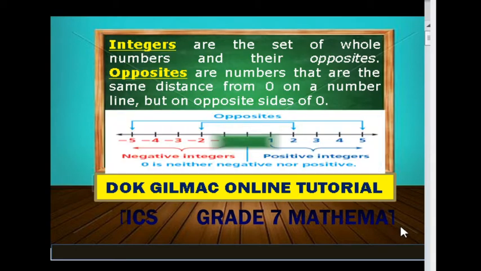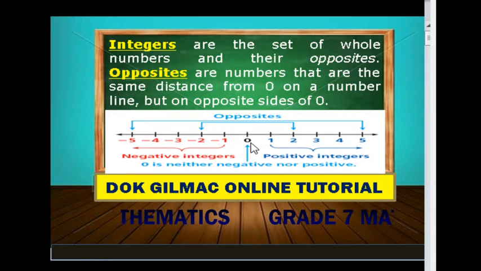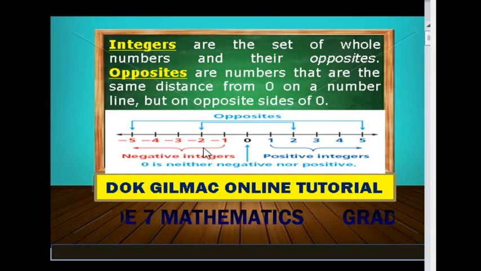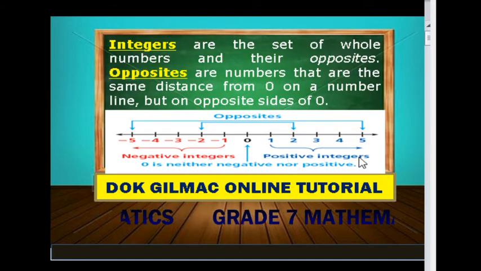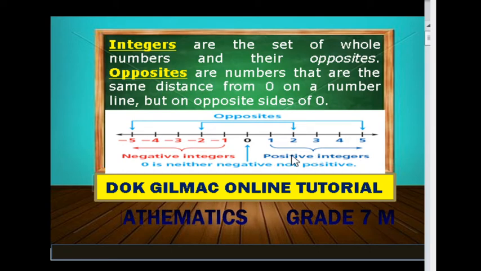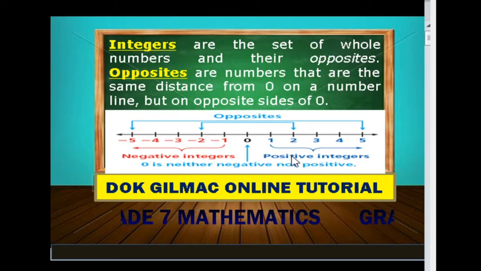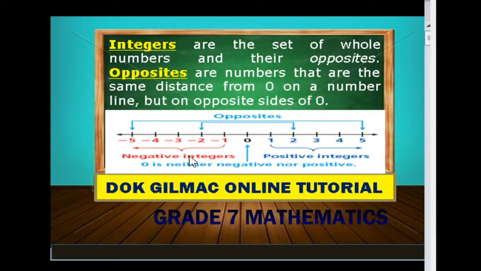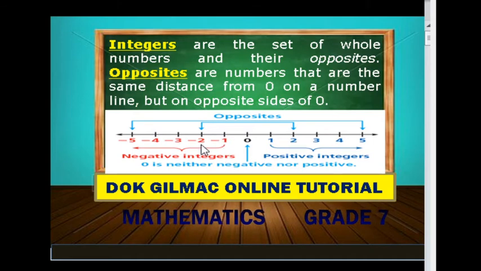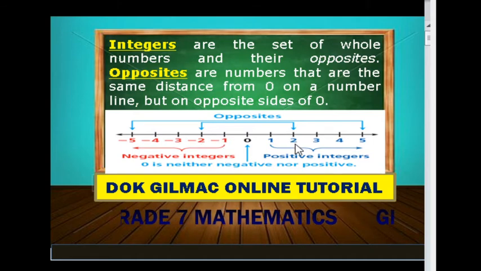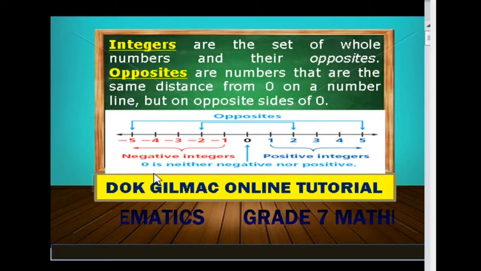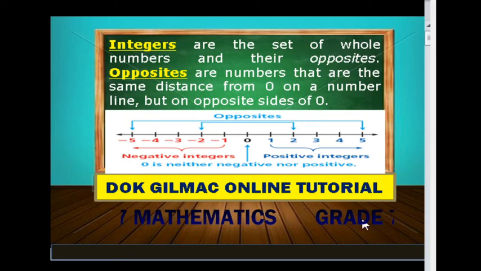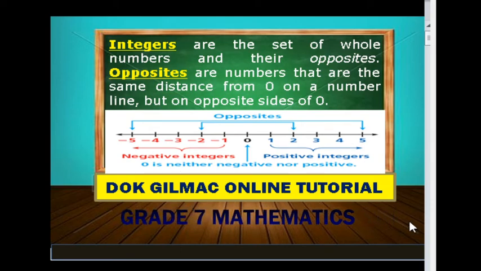Now consider the real number line here. To the left of 0, we have negative integers, while to the right of 0, we have positive integers. Take note, positive integers are just the opposite of negative integers. So, as you can see here, for instance, negative 2 is the opposite of positive 2. Positive 5 is just the opposite of negative 5. Take note, 0 is neither negative nor positive. So, take note of that.